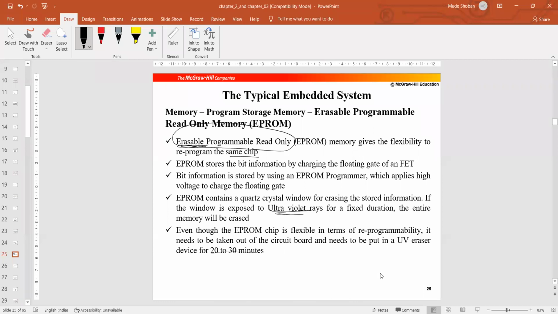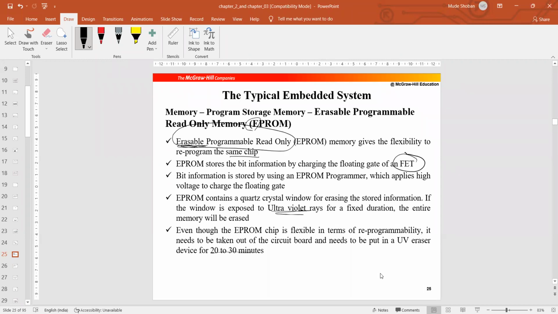So the flexibility to reprogram is possible in the erasable programmable read-only memory. This is the only feature that is added. PROM is the same. So this E is what? Erasable. EPROM stores the bit information by changing the floating gate of an FET. FET is a field effect transistor which can pass more voltage and it won't allow current. Its input impedance is very high, right? Because of that, it won't allow current to pass through it, right?